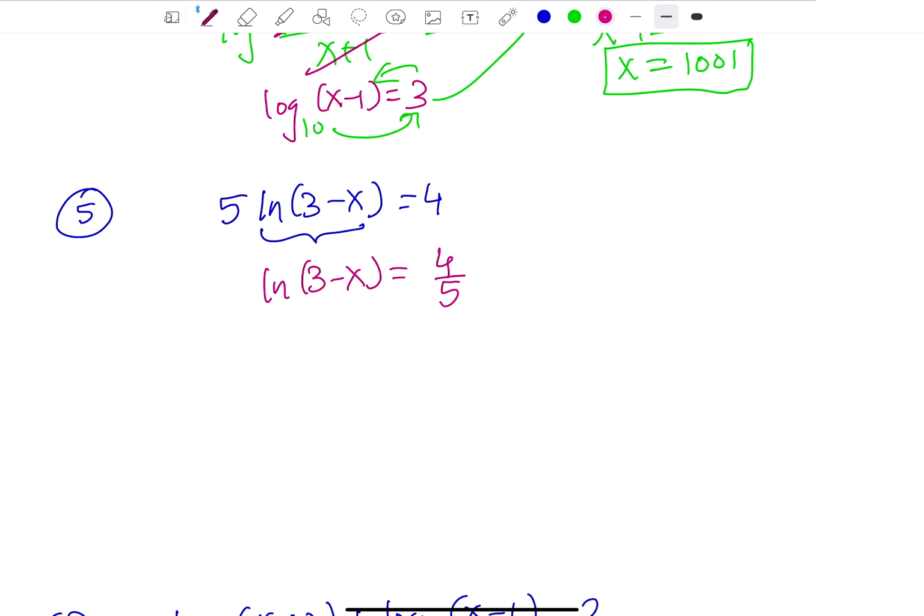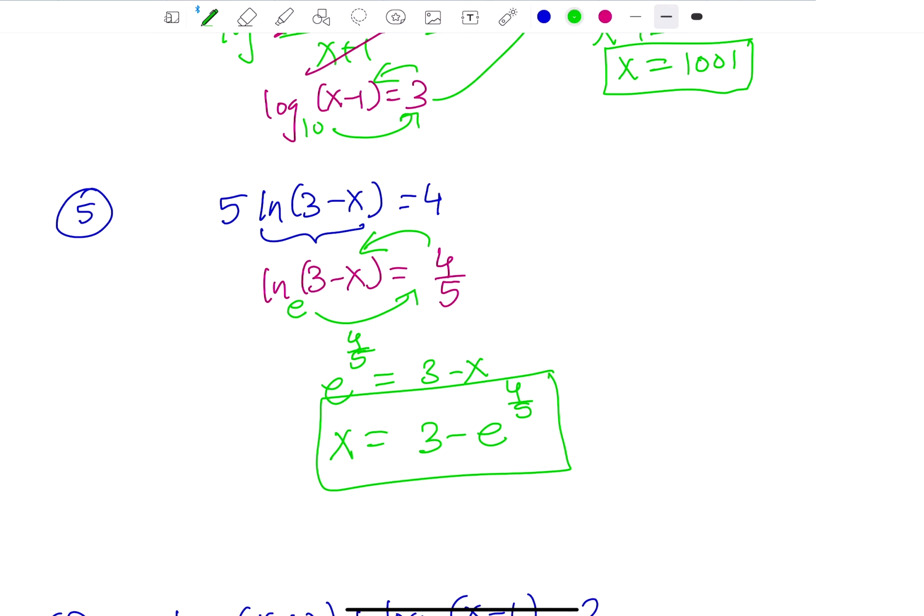Now, we're going to go ahead and write the corresponding exponential form. Natural log has the base e. So e to the power 4/5 equals 3 minus x. I'm going to try to solve for x. X comes out to be 3 minus e to the power 4/5, and that's my exact solution.